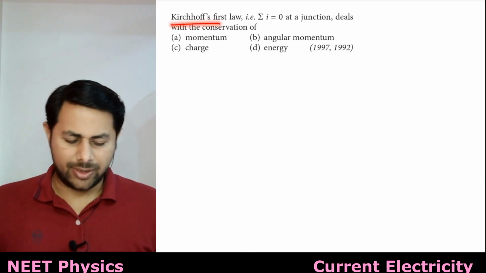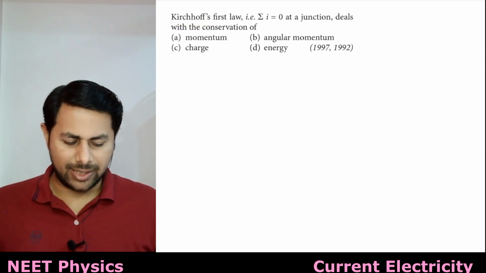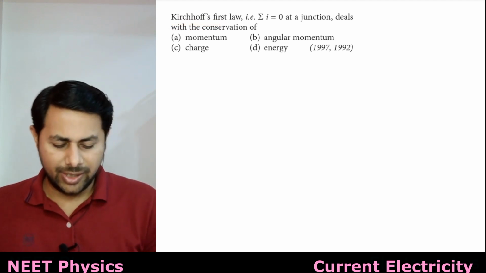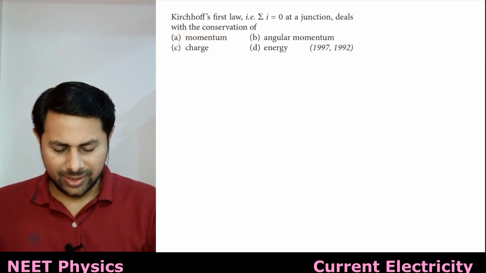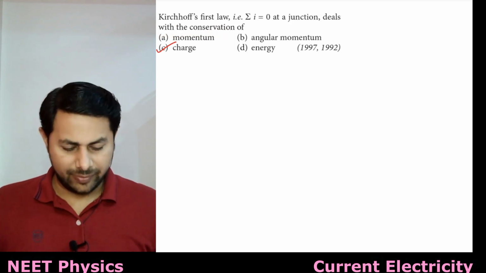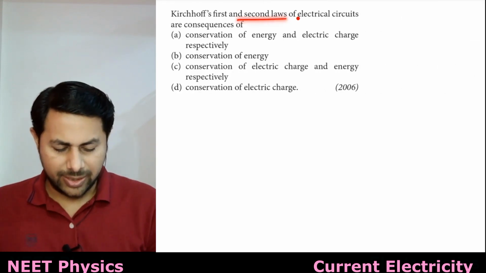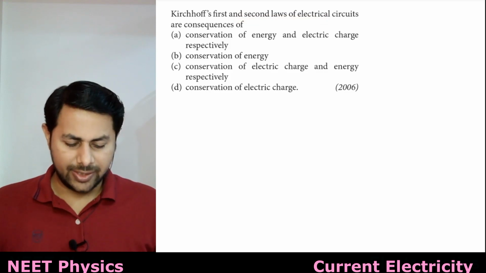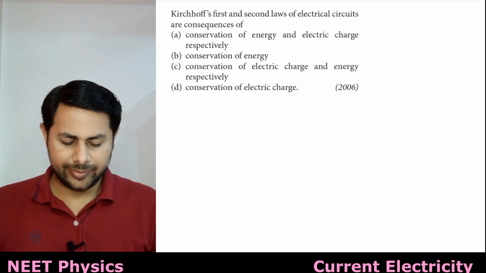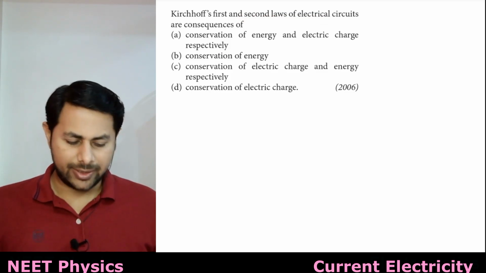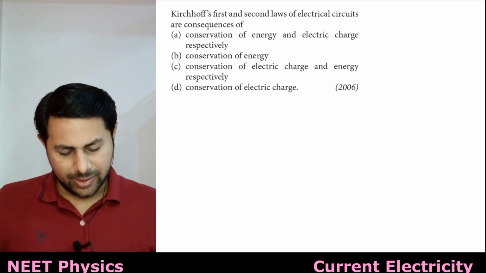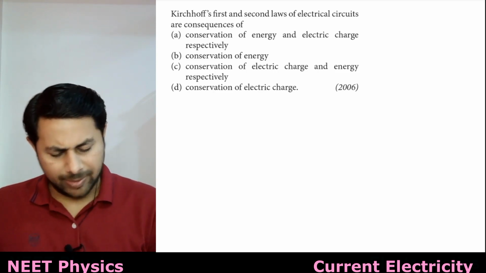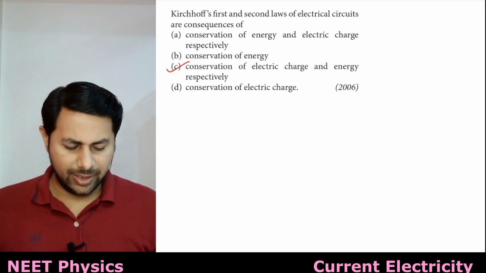Kirchhoff's first law, that is summation of I is equal to 0 at a junction, deals with the conservation of. So what's that? Option C, conservation of charge, right? Next one, Kirchhoff's first law and second law of electrical circuits are consequences of. First law means the junction law or current law, and second law means the loop law. Option C, conservation of electric charge and energy respectively. Correct.